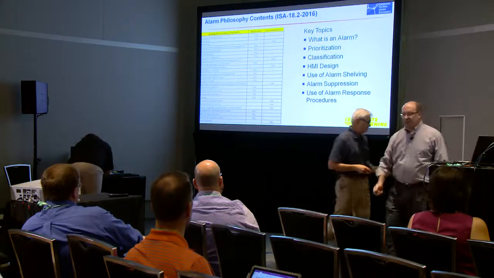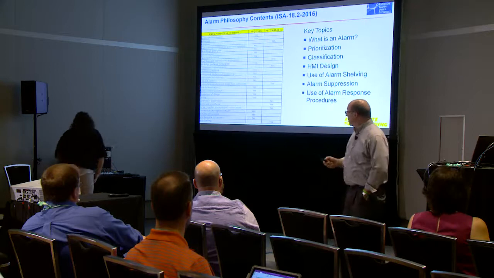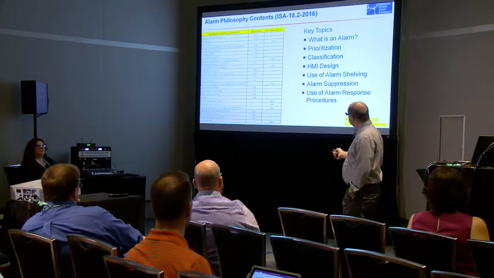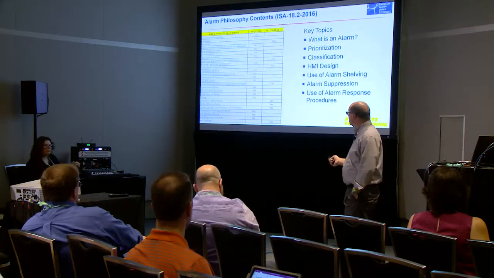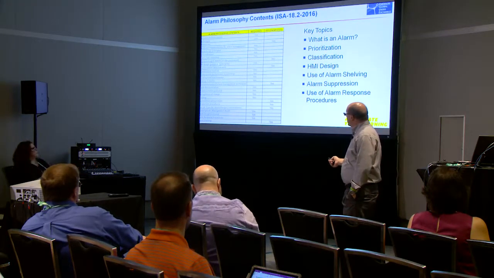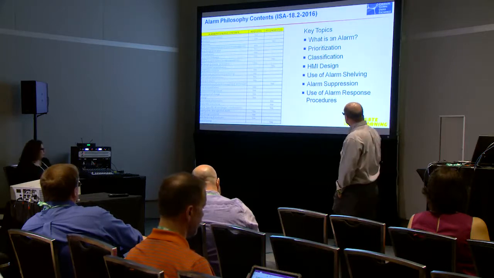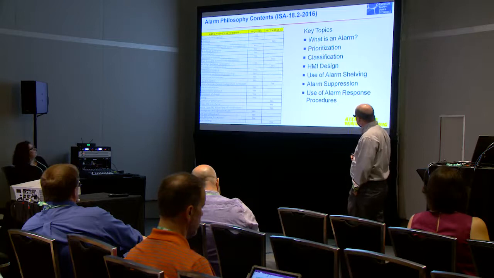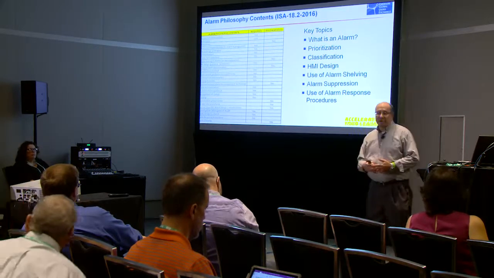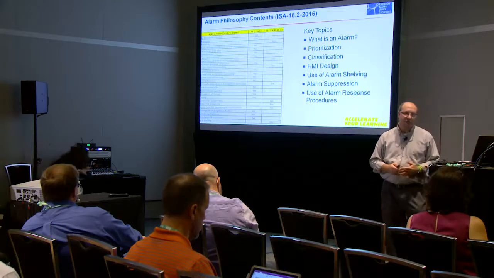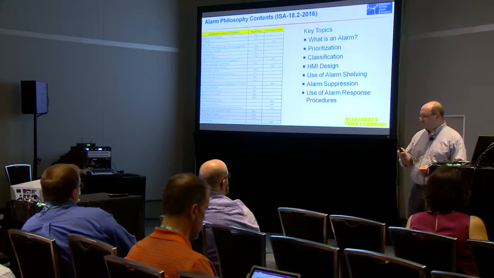So once you've identified your issues, now you're ready to launch into creating an alarm philosophy document. And the ISA standard defines the content that's supposed to be in your philosophy. Stuff like HMI design, how do you prioritize alarms, things like that. So we're going to talk about some of these and some of the key considerations. How do you determine what should be an alarm? How do you prioritize alarms? How to do classification? Discussion about using alarm shelving, alarm suppression, and alarm response procedures.